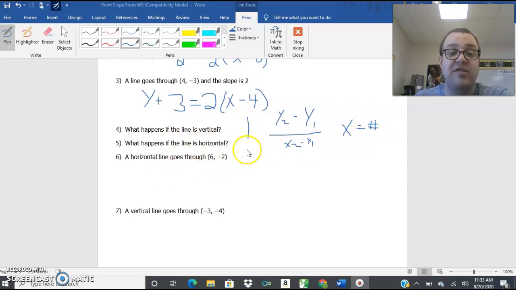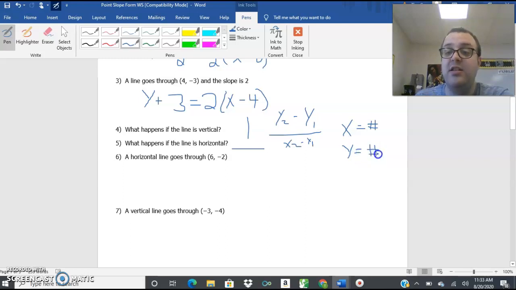Now, for a horizontal line, if we think about its slope, the slope is going to end up being 0. The y is not changing while the x is. It'd be 0 over a number, which would end up making the slope 0. So because it's 0, this whole area over here disappears, and we're going to end up with just y equals a number as our equation.